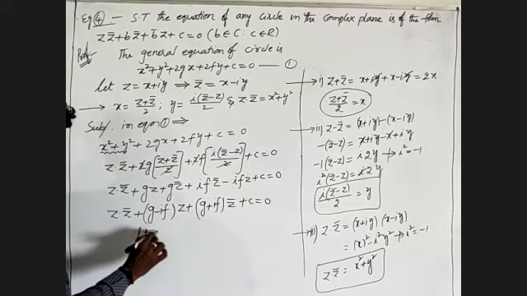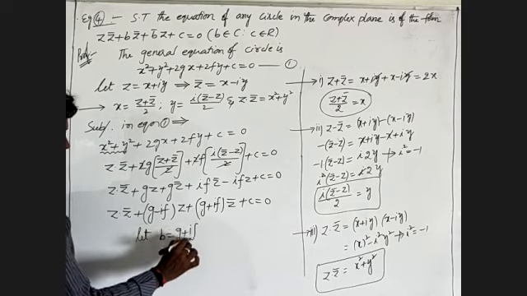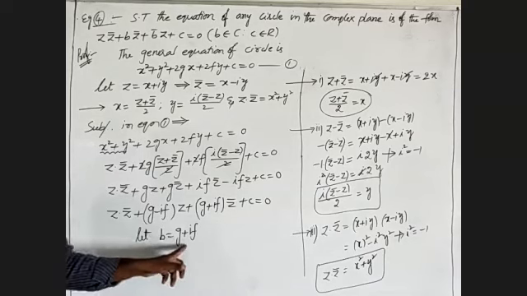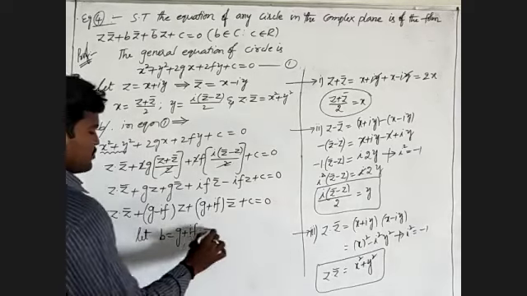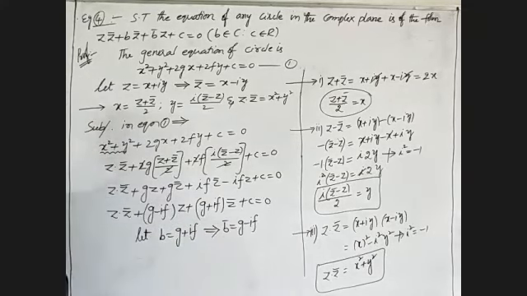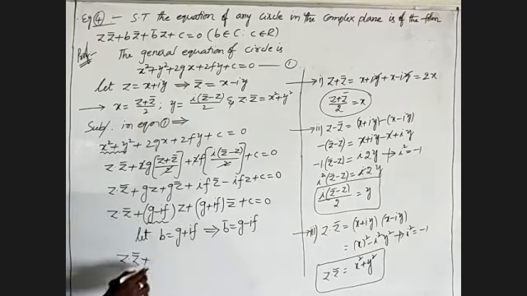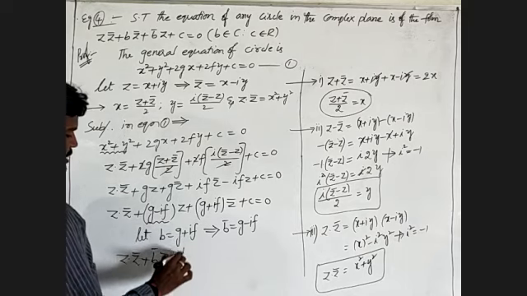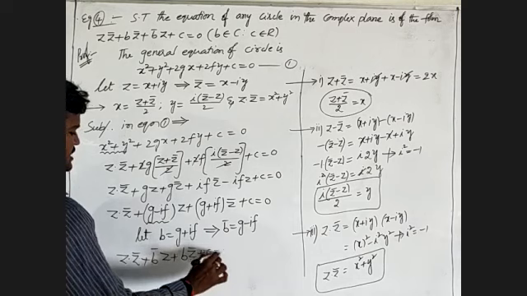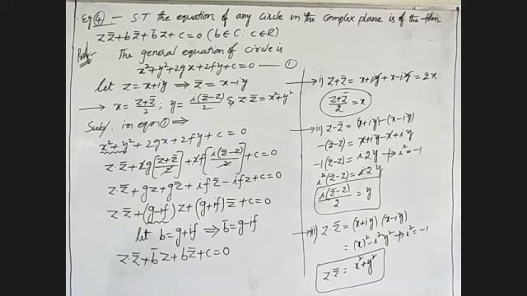Let us take b as g plus if. Then the conjugate of b, b bar, is g minus if. We substitute in this: z into z bar plus b bar into z plus b into z bar plus c equals 0. This is the required form.